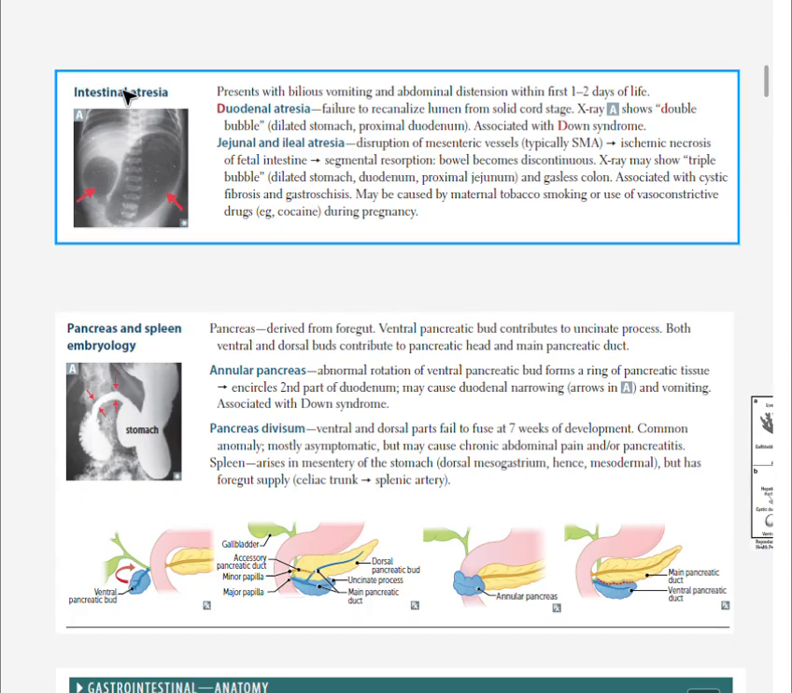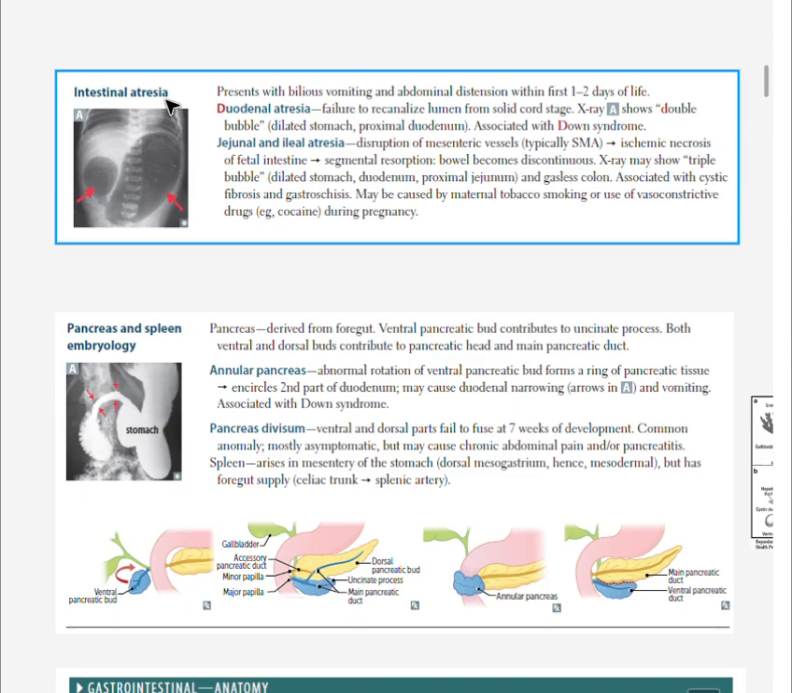What is intestinal atresia? Atresia is basically a complete or partial obstruction of the part of intestine present at birth. So basically, the baby cannot pass intestinal contents, and this leads to early vomiting and abdominal distension.